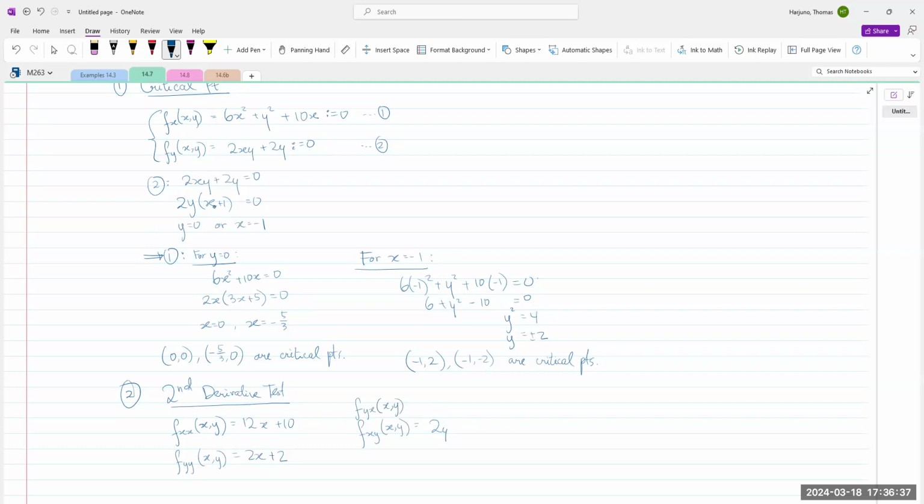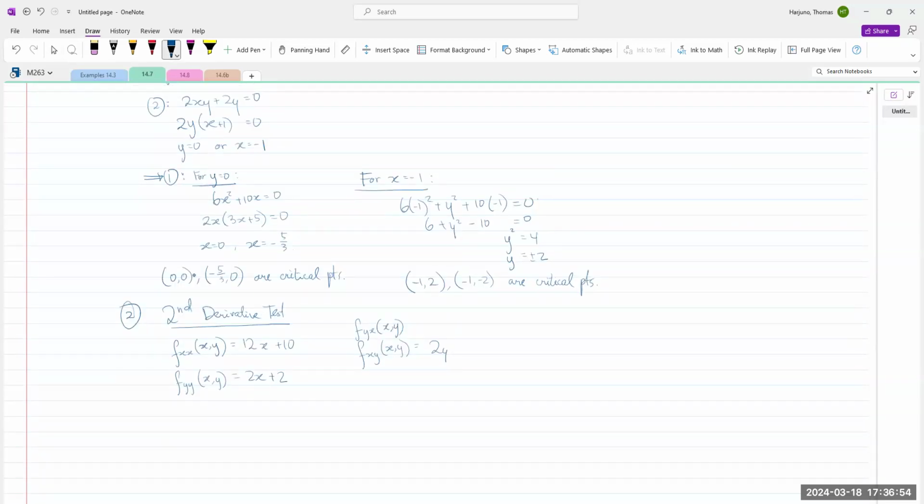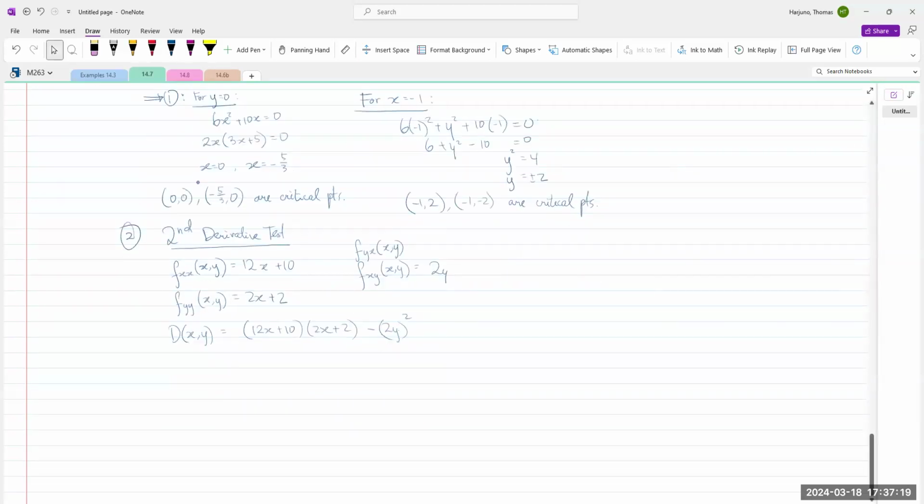You know, it's polynomial, so the mixed partial derivative will always exist and therefore be continuous and therefore equal by Clairaut's theorem. Okay, now what is our determinant? Determinant at xy, or you can also call that discriminant at xy, will be (12x plus 10) times (2x plus 2) minus (2y) squared. Now, don't multiply this. Just leave it like that, because our purpose is just to compute the determinant at those critical points. At 0, 0, and we just care about the positive or negative.